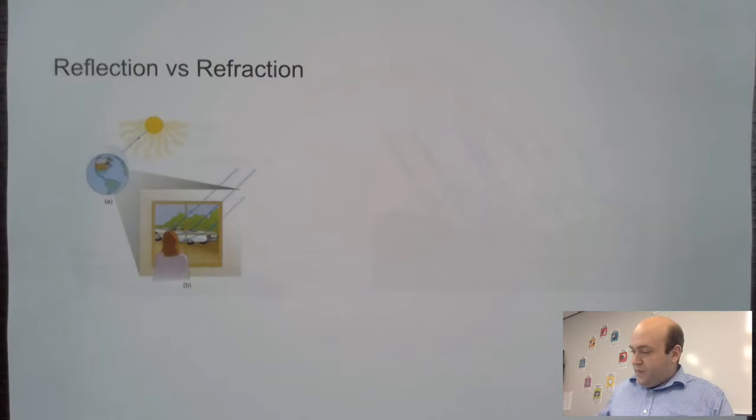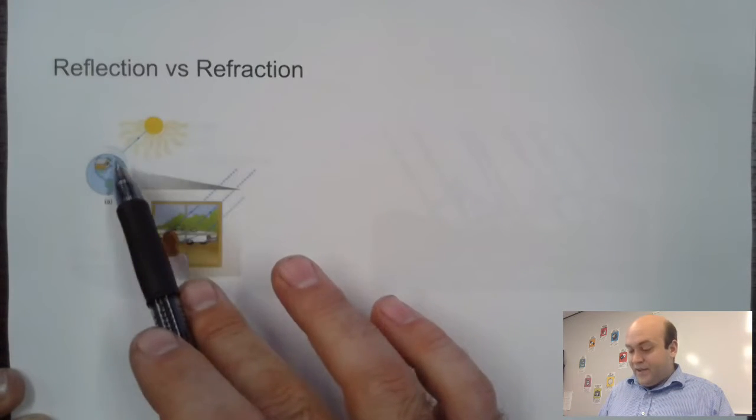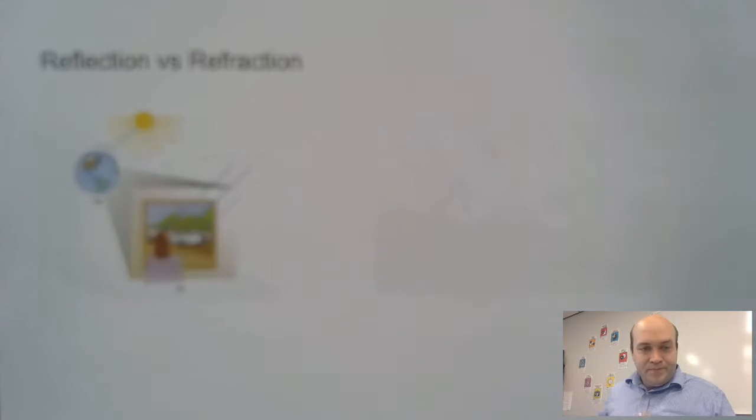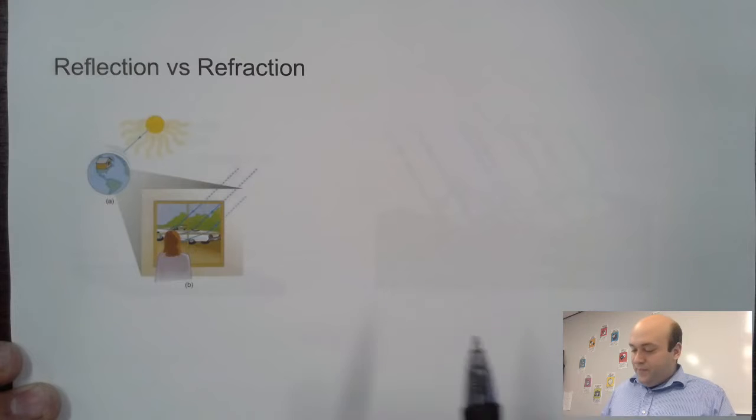A couple of big terms that we need to cover here: reflection versus refraction. So in this picture from the text, the first case is the light coming from the sun to the earth. That would be just light in a vacuum, and as light travels in a vacuum, it's really not having to interact with anything, so it's not being changed, it's not being deflected at all.